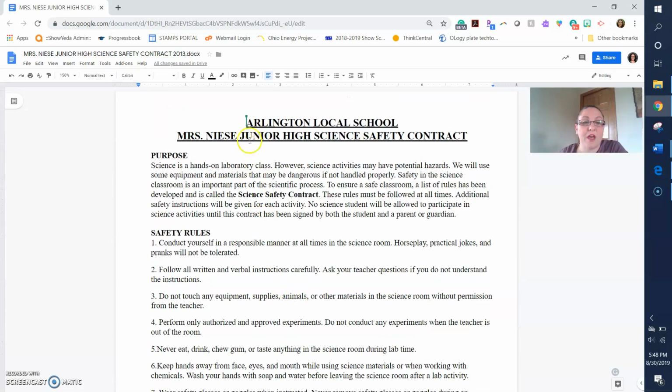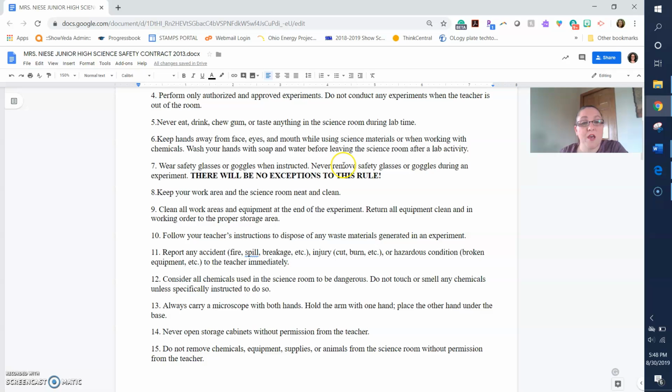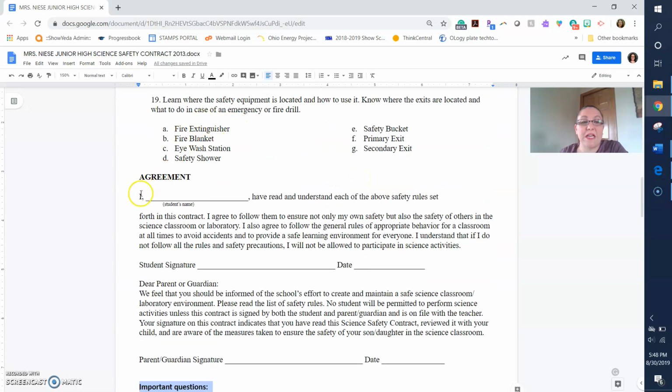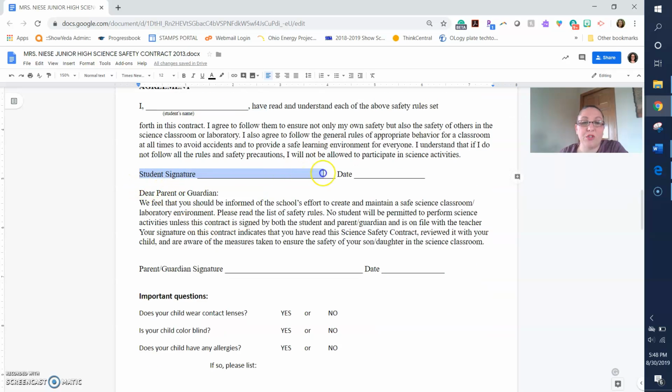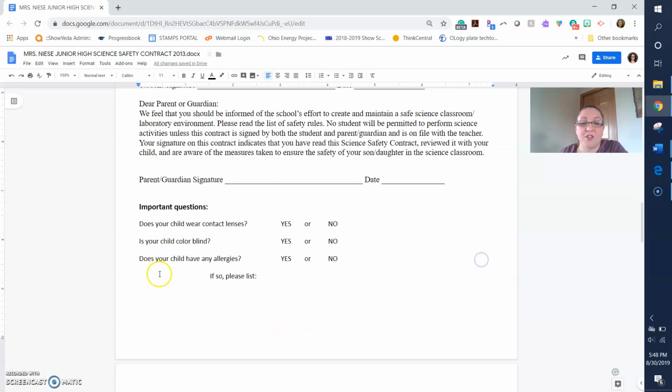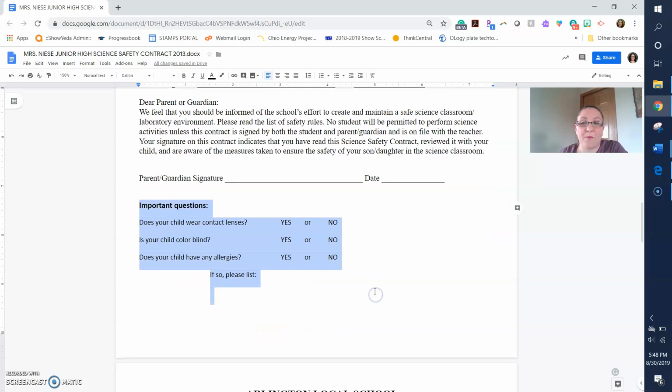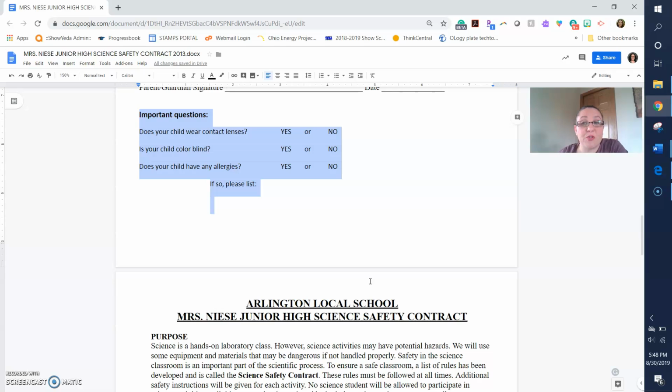So your name can be on the front of this document, but also make sure that your name is very clearly written on the back of this document. Make sure that you, the student, are signing it, your parents are signing it, and you are answering these questions right here. Have that filled in by the due date that I give you.